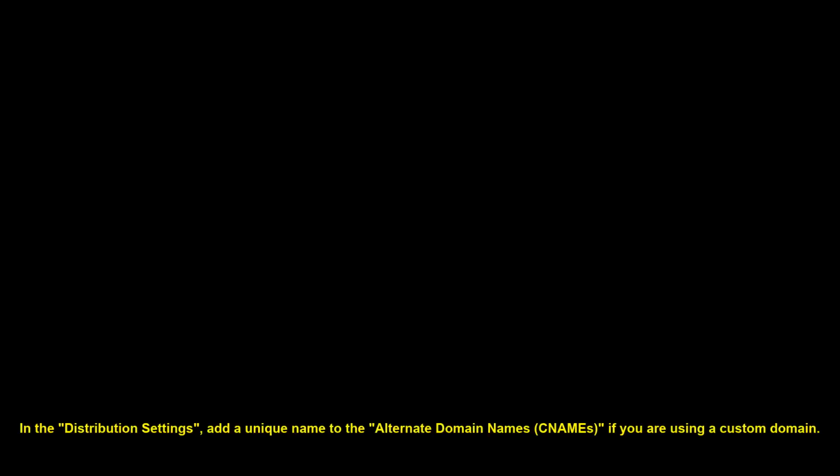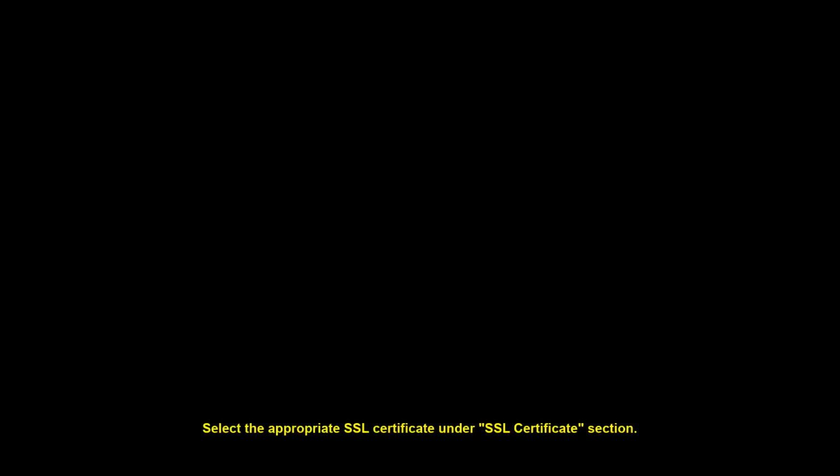In the distribution settings, add a unique name to the alternate domain names if you are using a custom domain. Select the appropriate SSL certificate under the SSL Certificate section. Keep the default settings for other options, unless customization is desired. Once you have configured all settings, click on the Create Distribution button. Wait for the distribution status to change from in progress to deployed. After deployment, take note of the CloudFront domain name provided.